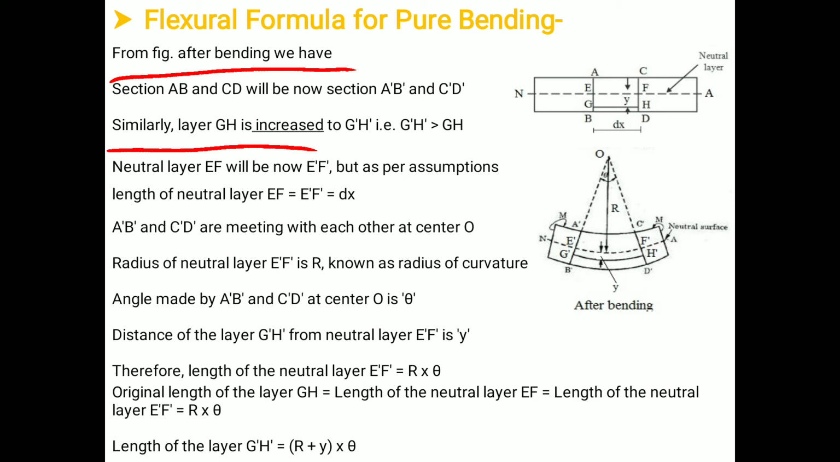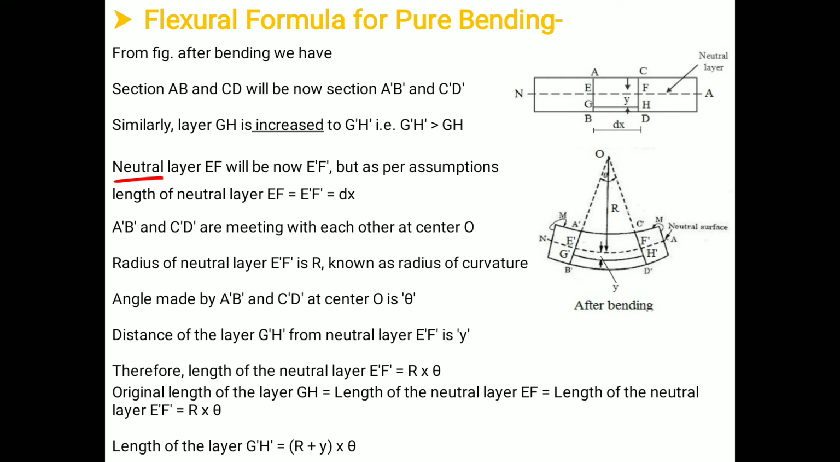Therefore, G'H' will be greater than GH. This is a very important concept in case of pure bending. In case of pure bending, the layer above the neutral axis will get compressed, and the layer below the neutral axis will get stretched, or it will be in tension. So, the layer GH will become G'H'. This is the increased length of GH.